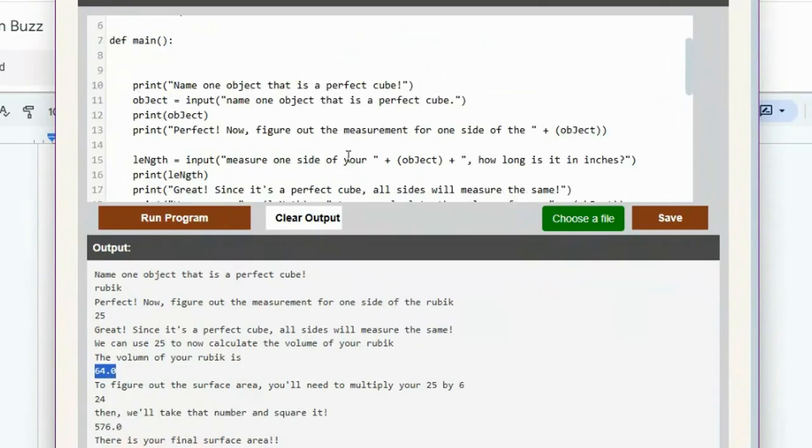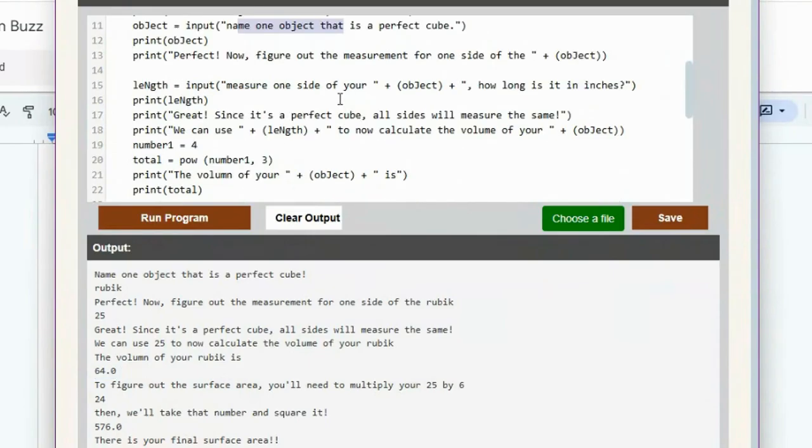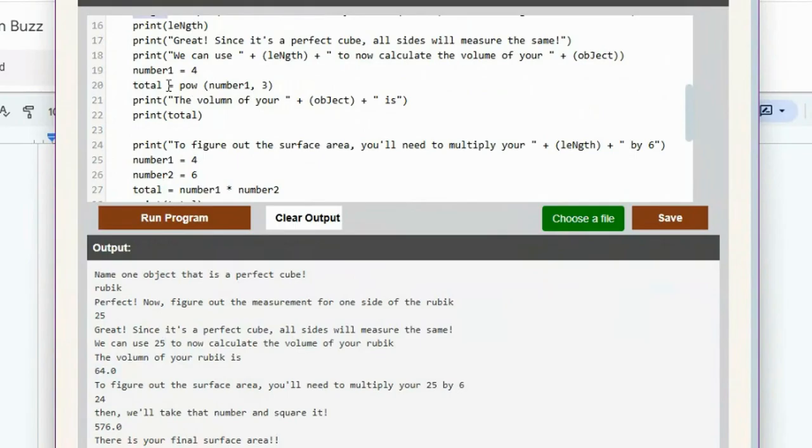Well, let's take a look. So object, okay, there's where you have them input the name of the object. Now figure the measurement. So you call it length. Great, that's a good name because they're telling you the length of one side. And you print that, and great. So now you say we can use the length to calculate the volume. Yes. What is this? Number 1 equals 4. Where are we using it? And then to calculate the volume, you used this. You didn't use the length I entered.